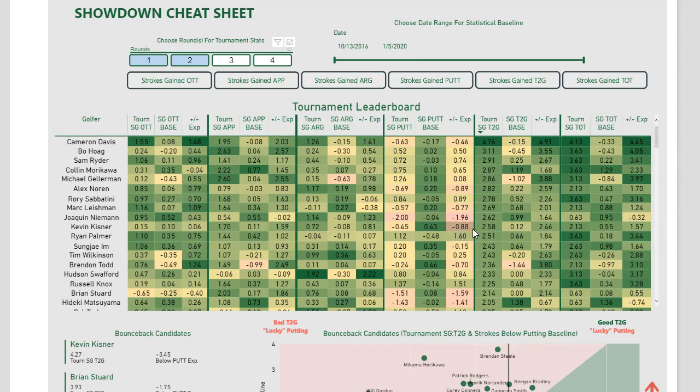Joaquin Niemann burned a lot of guys. Kevin Kisner would have been on this list, and he played great on the weekend because generally speaking, especially in putting, these guys, putting is very volatile.